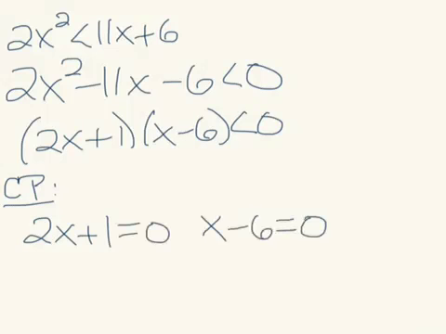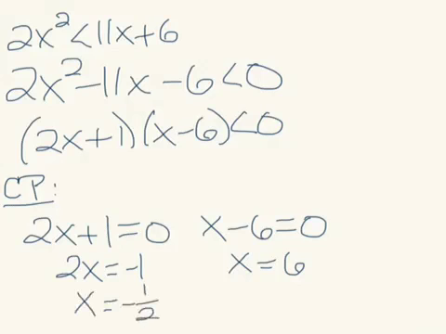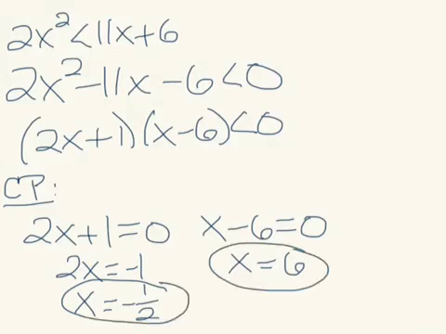So we'll set each of these factors equal to 0 and solve for x. This one is pretty easy. We just get x equals 6. And the other one is a two-step equation. 2x equals negative 1, so x equals negative 1/2. Great. So now we have x equals negative 1/2 and x equals 6 for our two critical points.